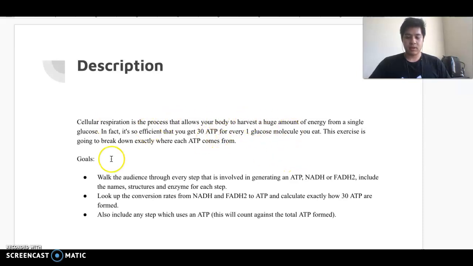Our goal for this week is to walk the audience through every step that is involved in generating an ATP, NADH, or FADH2, including the names, structures, and enzyme for each step. We're also going to look up the conversion rates from NADH and FADH2 to ATP, and calculate exactly how 30 ATP are formed. And finally, we're also going to include any steps which use an ATP, as this will count against the total ATP formed.